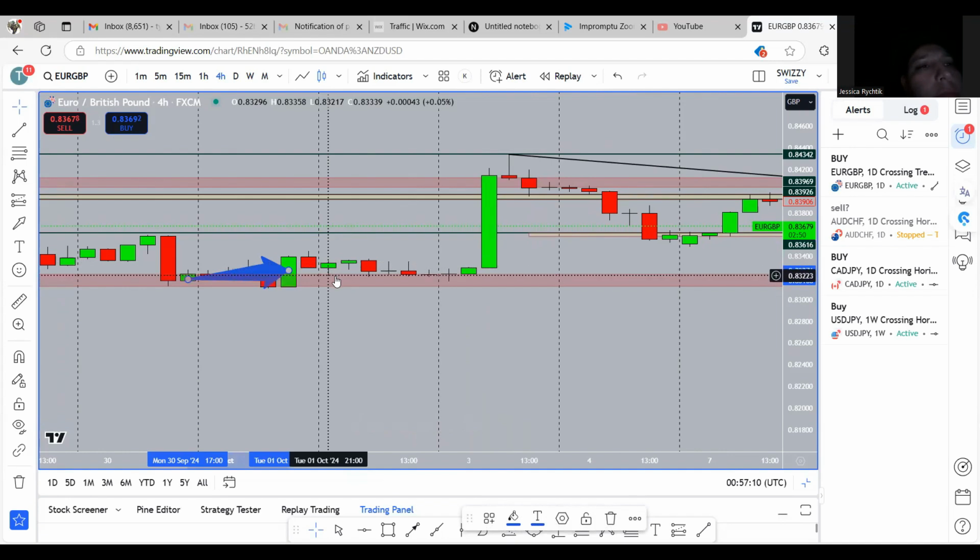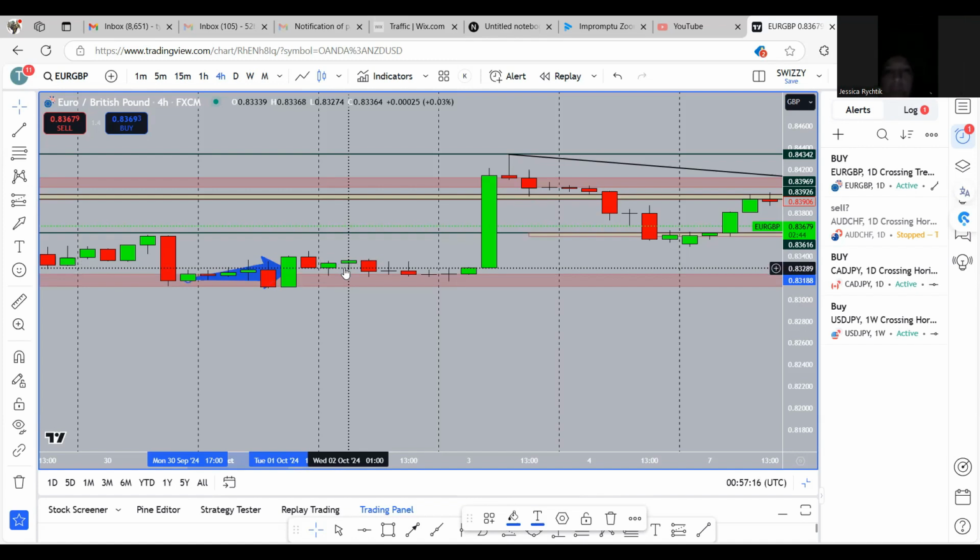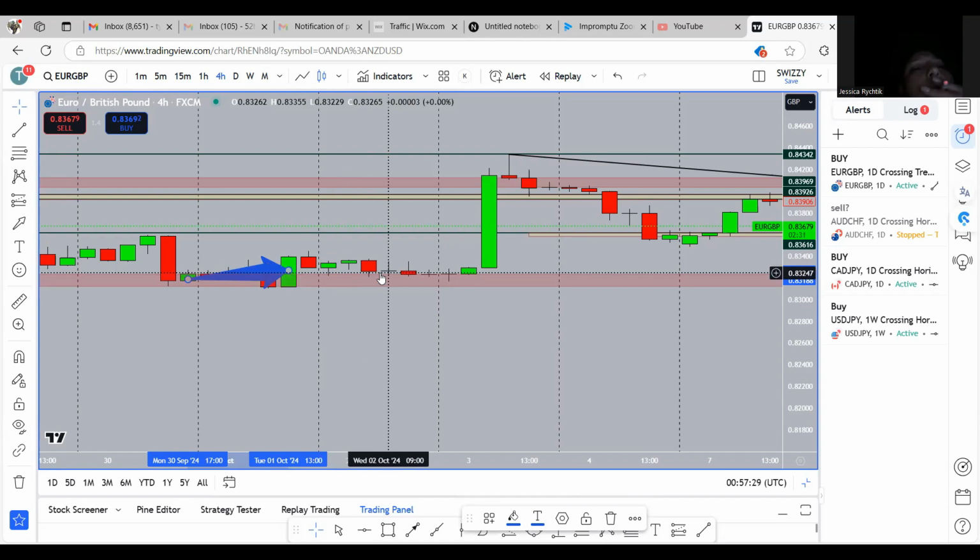Then this is at 5. This is 5 to 9. At 9 o'clock, it would have been here. So you would have been up a little bit, right? This is 5 to 9, 9 to 1, 1 to 5 a.m. So at 5 a.m. it was down here.